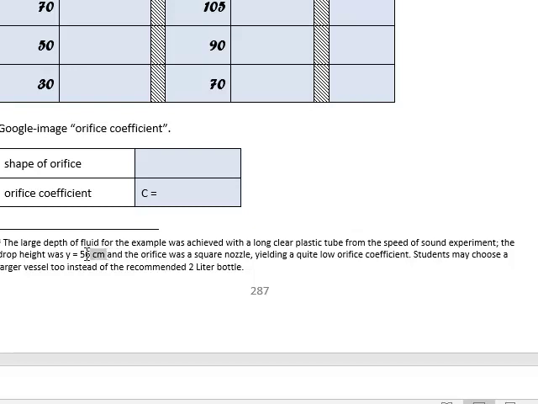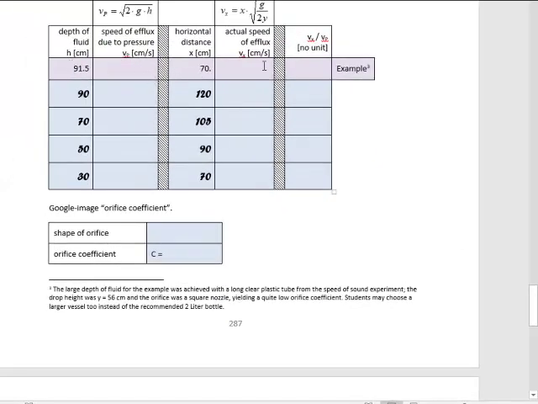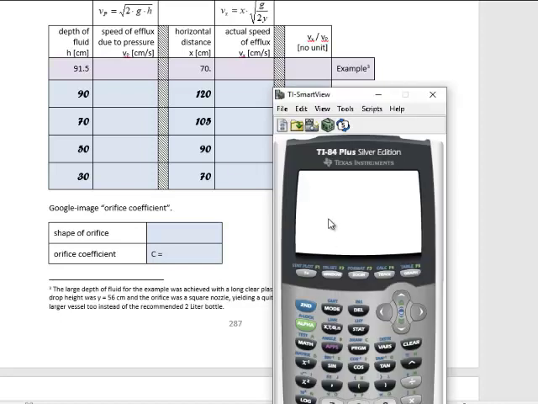Back then our drop height was 56 centimeters, so I'll be using that. Today it was different, and you saw it in the video, and respectively it's written on here as well. So I took these data out here. I'm gonna recreate these with the formulas.